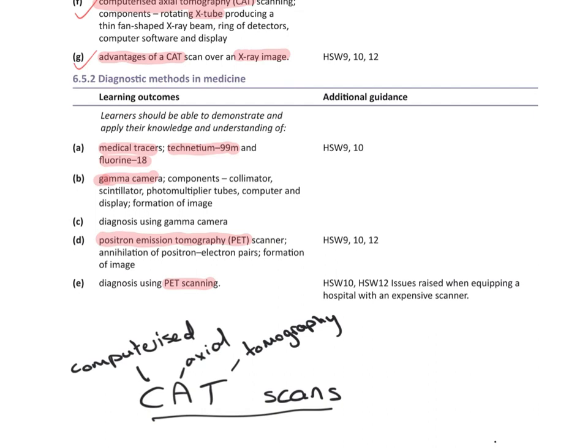Okay, so coming back to what we have seen so far, we looked at medical tracers and spoke about what that means. We looked at the gamma camera and we talked about the collimator, the scintillator, the photomultiplier tubes, and how that signal gets fed into a computer and hence a display. Also how they can do diagnosis using the gamma camera, positron emission tomography, and diagnosis using a PET scan.